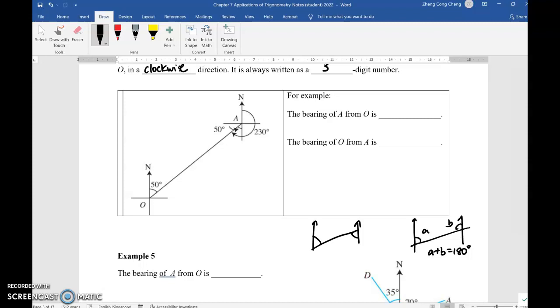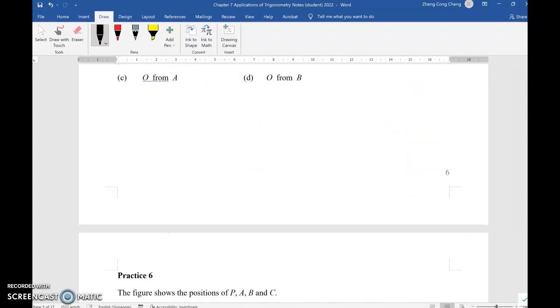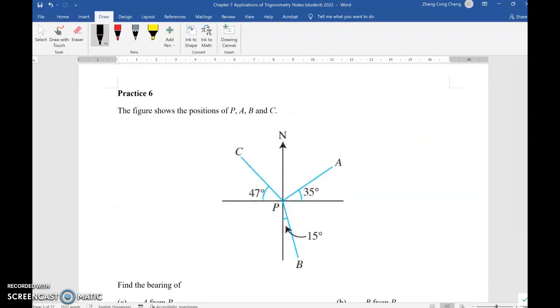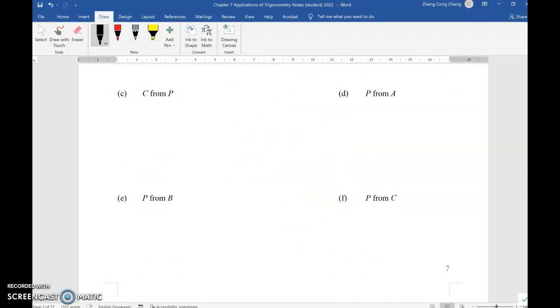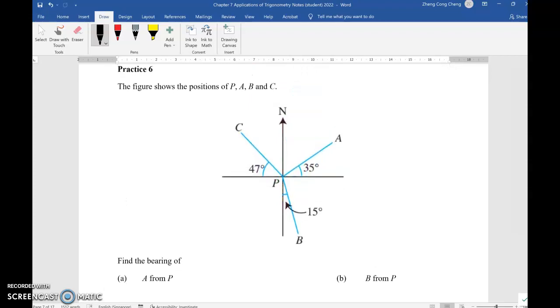So in today's lesson, we are going to explore what happens if the original point is not O, meaning I ask you to find the bearing of A from another point, or B from another point. So let's quickly take a look at practice 6. Okay, so find the bearing of A from P. So now P is still at our origin.